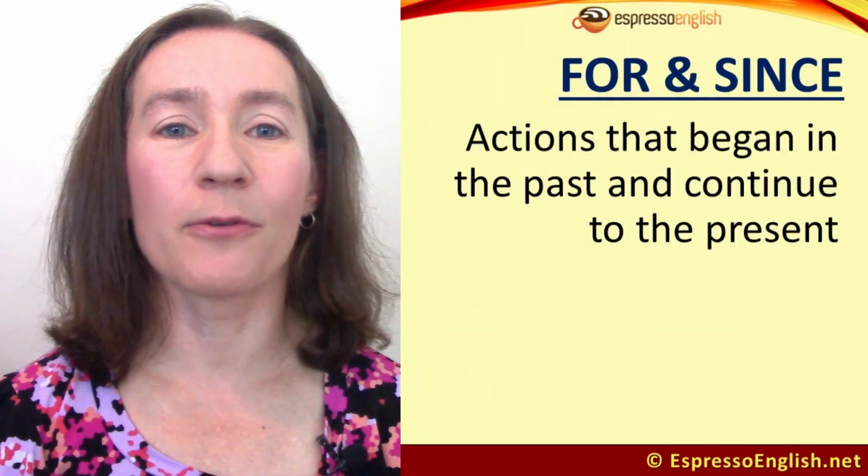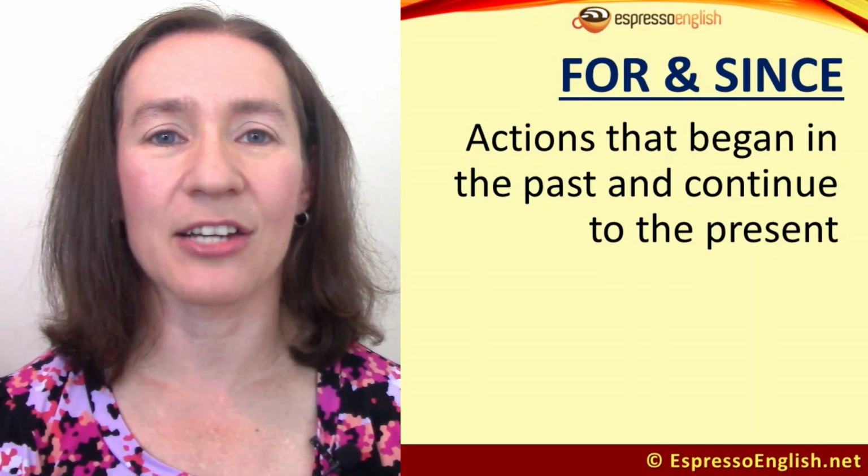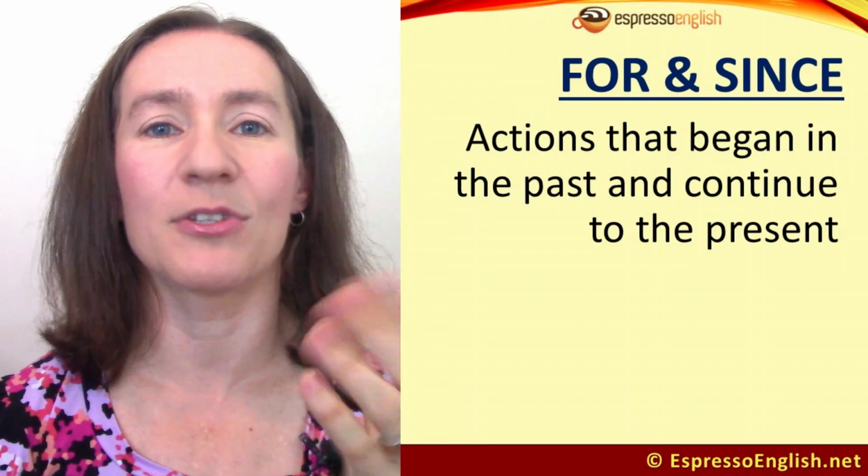Next, let's talk about for and since. So the present perfect is used with for and since to talk about actions that started in the past and continue to the present.